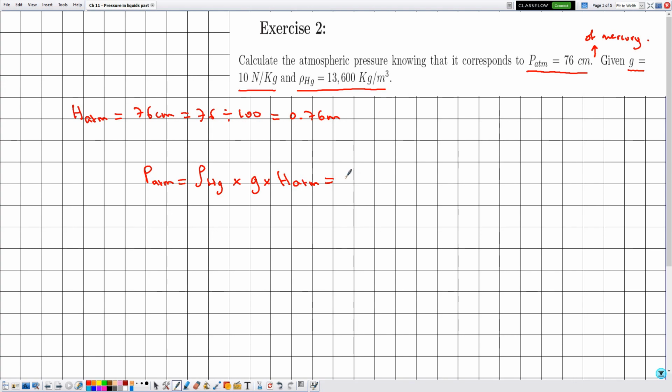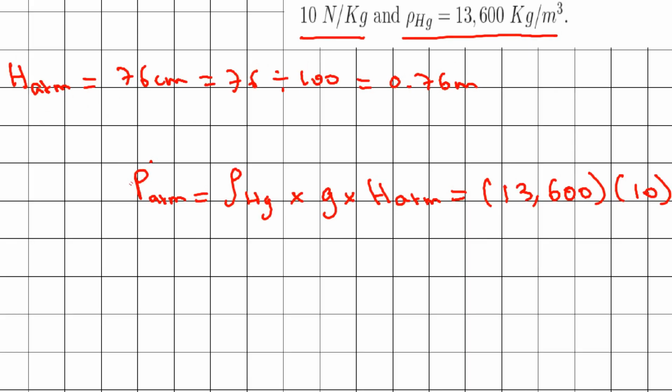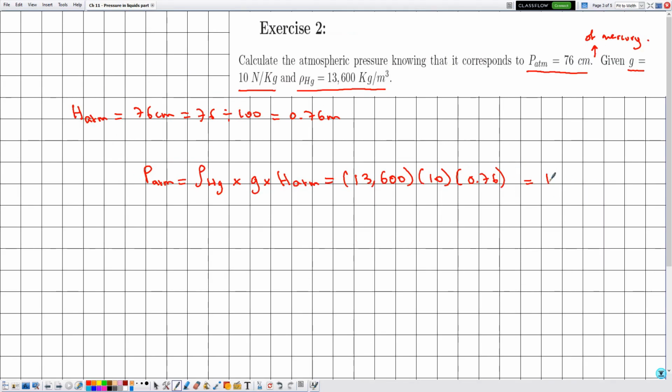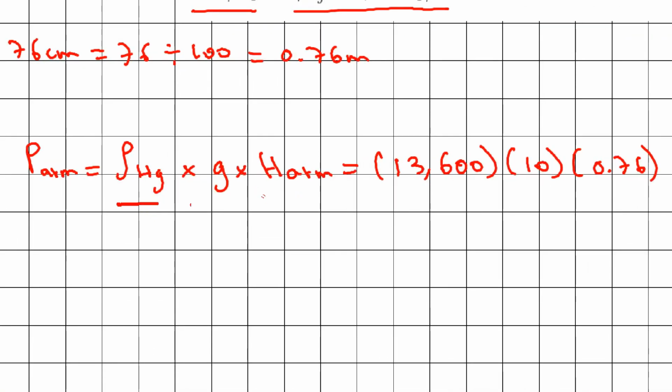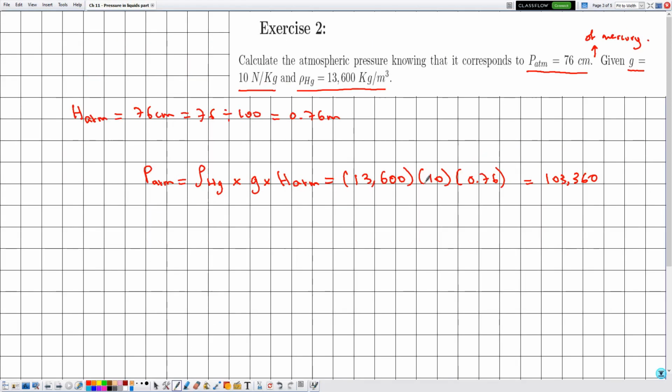Now the density of mercury is given by 13,600, the value of g is given by 10, and the atmospheric height is given by 0.76. Plugging this into the calculator, the value of the atmospheric pressure is given by 103,360. Since all of these quantities are expressed in the SI, the value of the atmospheric pressure will be expressed in the SI, which is in Newton per meter square.